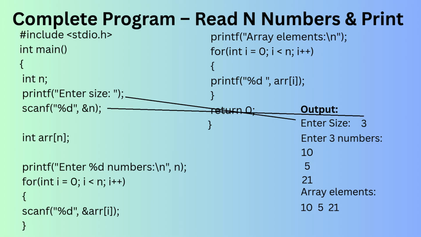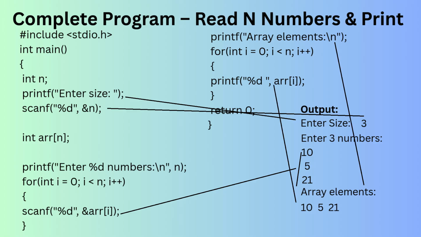After taking n equal to 3, by using a variable length array, 3 values are stored in the arr array using a for loop. Then by using another for loop, we print every element of the arr array.